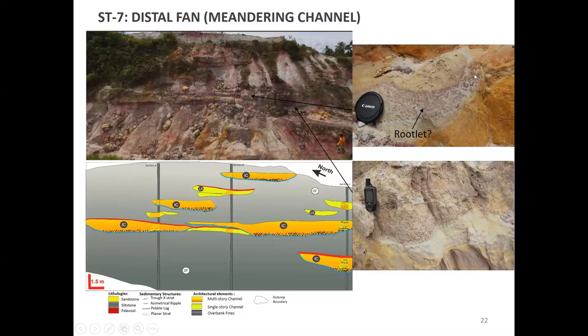This indicates that the channel body was exposed and allowed vegetation to grow at the top of the channel, which from our interpretation could be due to poor drainage at that time. And below, we see some pebble-like deposits overlying the fine sediments at the base of the channel body.